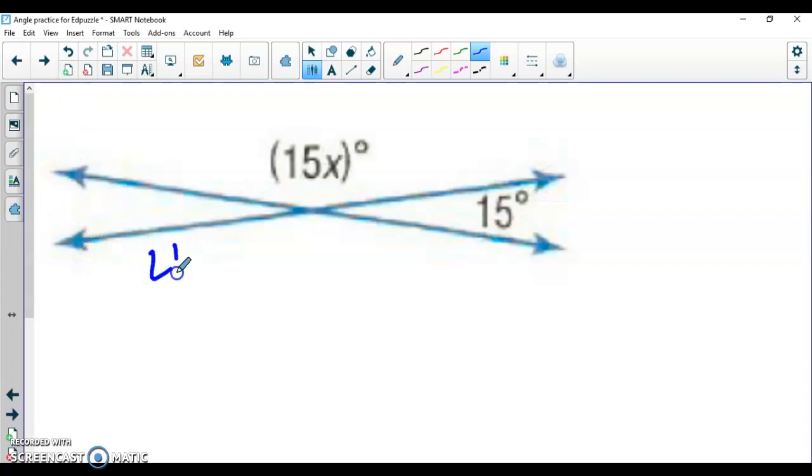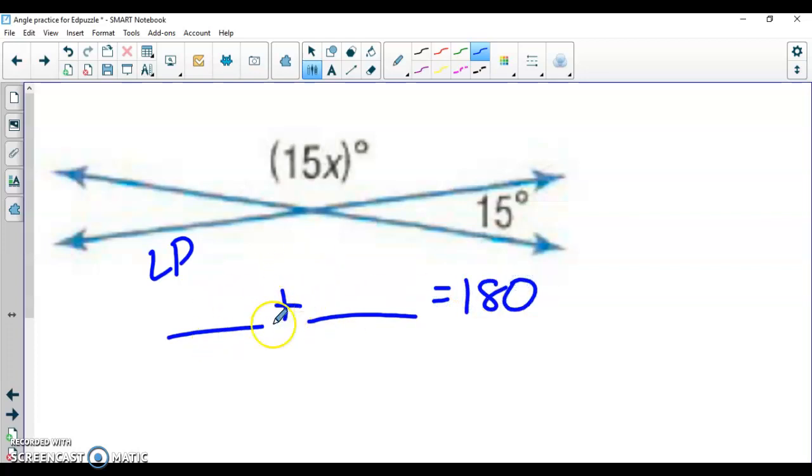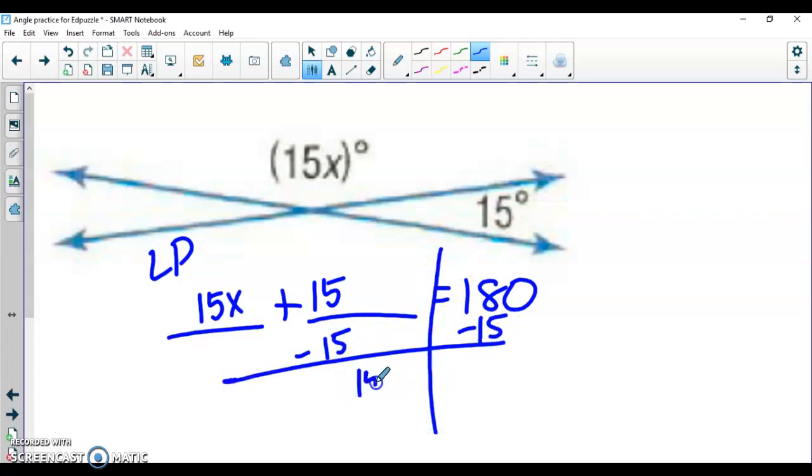If you said this was a linear pair, you're in good shape here because the two angles together form a line. So two angles together with a plus sign equals the 180. So here we have 15x and we have 15. So we're going to subtract 15 from both sides. That's going to give me 15x is equal to 165. You're going to divide through by 15 and you're going to get x equals 11 degrees.